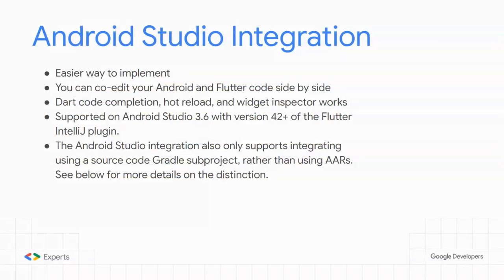So as we said, we are going to be showing two ways to implement add to app into our application. But first, let's see how we can create a new module in Android Studio.